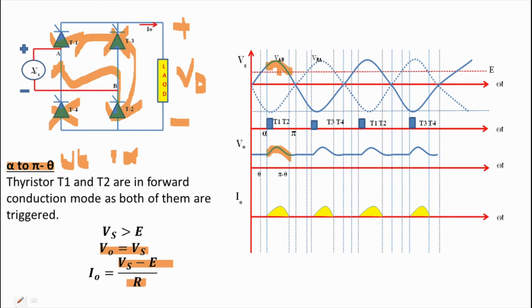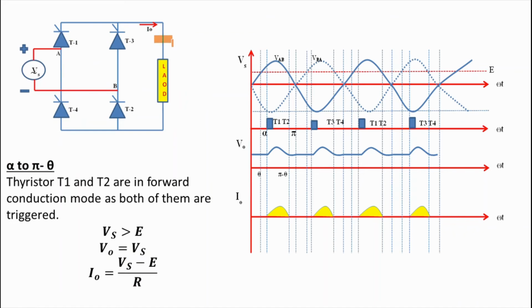See, this is EMF E, this is I0. If we apply KVL in this loop, then we will get (Vs minus E) upon R is equals to I0. So here we get this output current I0.